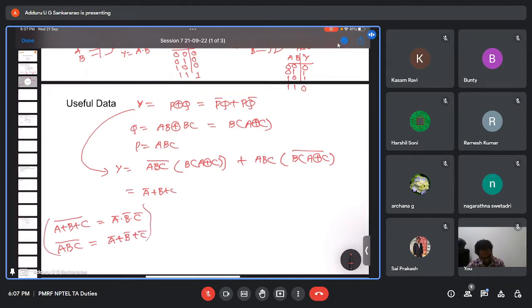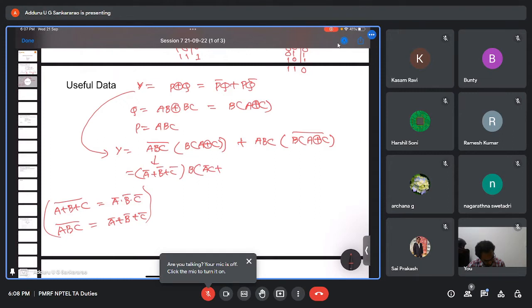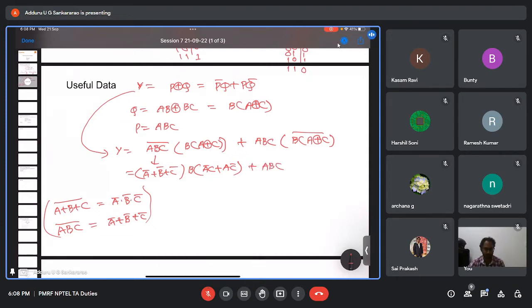So from these two, the first term will become A bar B bar C bar, using De Morgan's law, into B into A XOR C, which is A bar C plus AC bar. And the second term will become A B C into, I can write like B bar plus A XOR C whole bar.